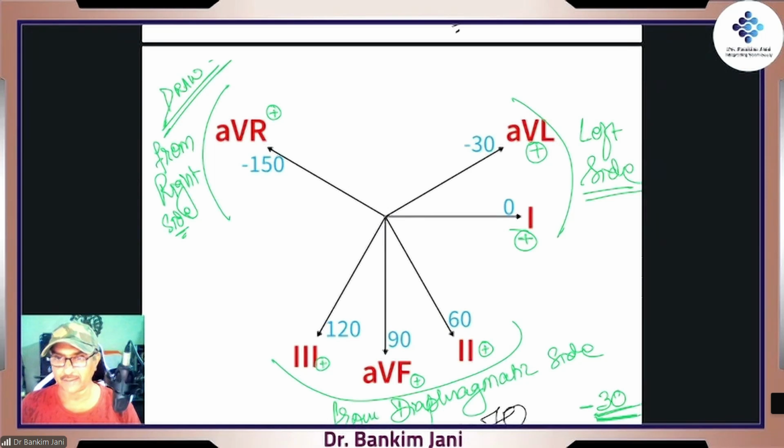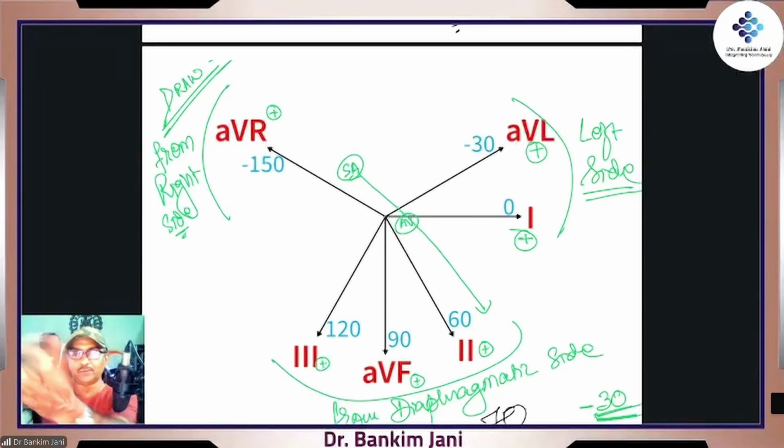AVR should be negative, but AVR is not negative. See, AVR, R is for reverse. See the signals: this is the SA node, this would be the AV node. All the signals will be going like this. So for AVR, everything is going away from it, right? Everything is going away from it. That's why the ECG which will be formed would be totally reverse, completely opposite.